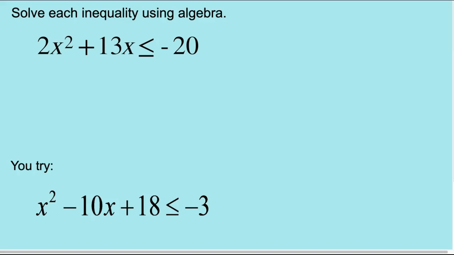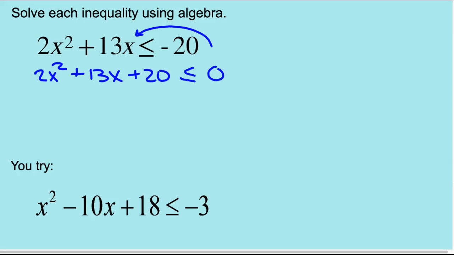Okay, next one. It's a little more fun. Ooh, it's not set equal to 0. So make sure you move that over there, okay? So we have 2x squared plus 13x plus 20 is less than or equal to 0. Okay, I want to know where it's equal to 0 because that's going to be where my boundaries are. So my boundaries are going to be colored in this time, so I'll just put some generic boundaries down there. Okay, they're colored in because it could be less than or equal to.